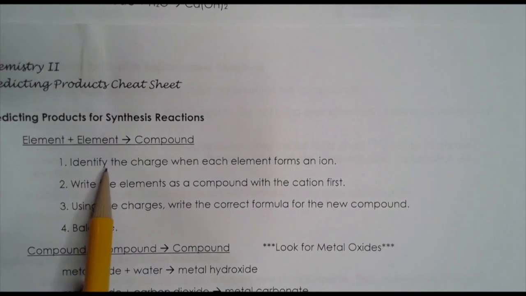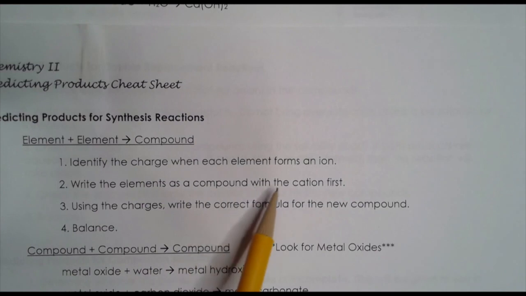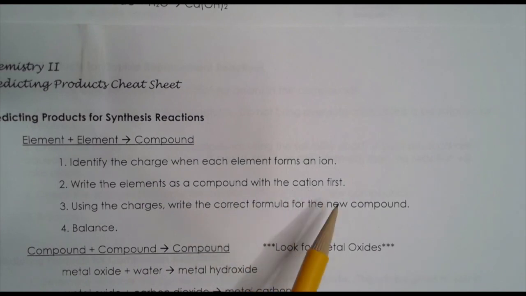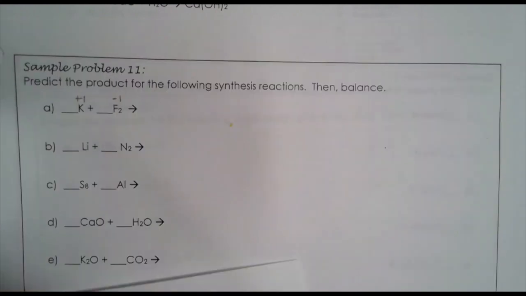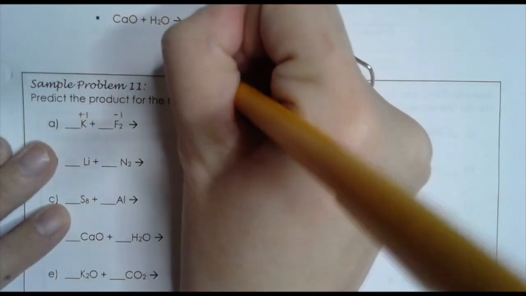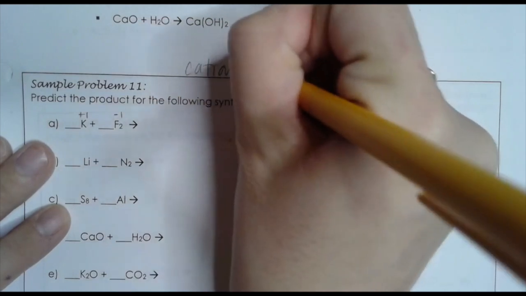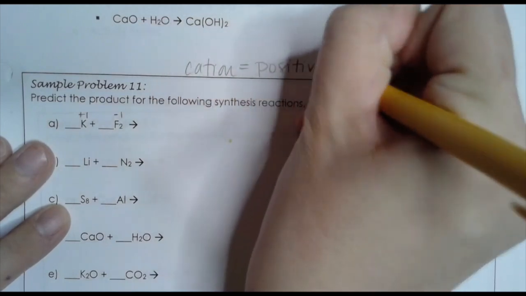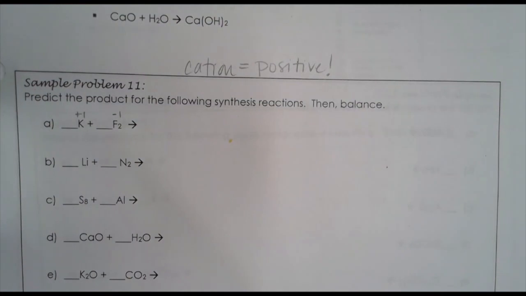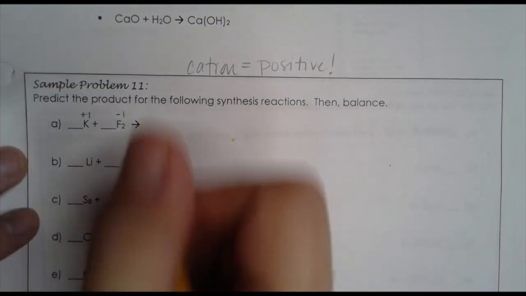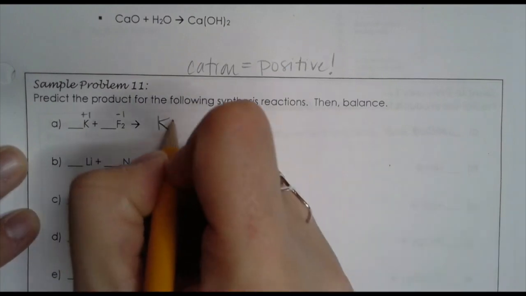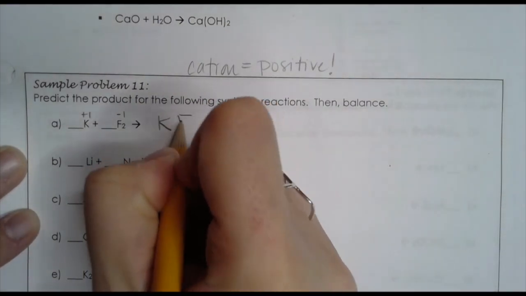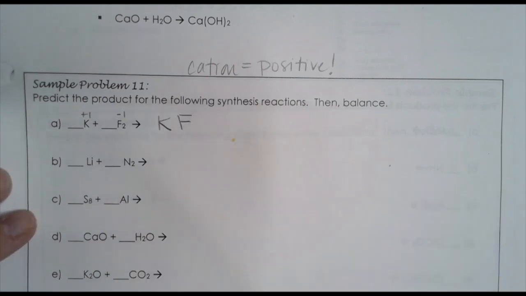The second step is to write the elements as a compound with the cation first. And remember, the cation is the positively charged ion, so we can make a note of that here. The cation is always the positively charged ion. So write the elements as a compound with the cation first. We're going to write potassium as my first element, and I'm going to write fluoride, or fluorine, after that.